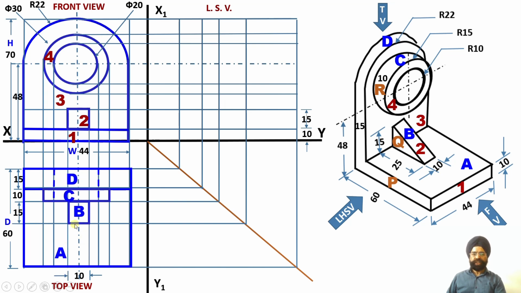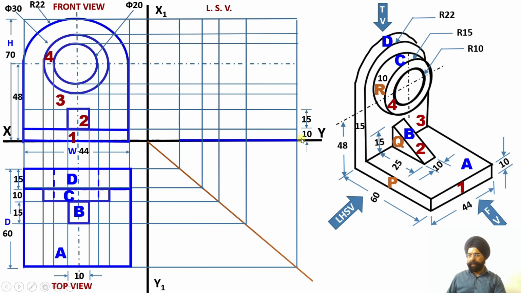And 4 surfaces I have been able to obtain. Surface A, true shape. Surface B, apparent shape. Surface C, apparent shape. And surface D, again apparent shape. Now let us draw the left hand side view. As you observe the solid from the left side, all the projections, all the dimensions have been marked. Only thing is we have to do the darkening.